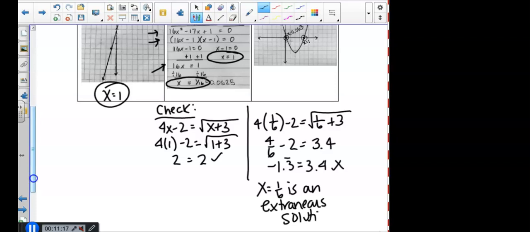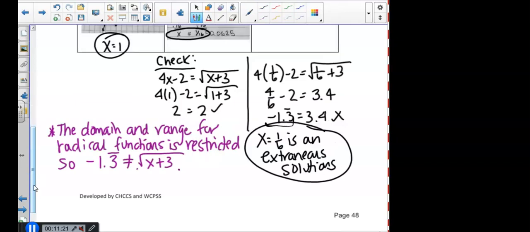So let's talk a little bit about why x cannot be 1/16. Recall that the domain and range for a radical function is restricted. So a value of negative 1.75 here cannot be equal to the square root of x plus 3. This value can never be a range value for a radical function.